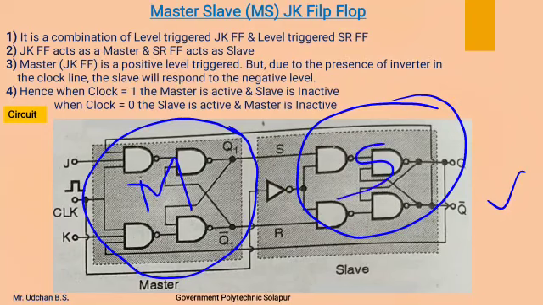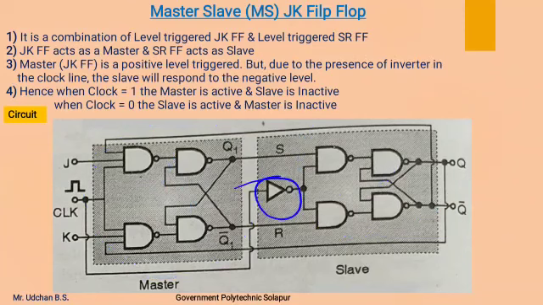The master JK flip-flop and the slave SR flip-flop have a common clock input connected together, but the master JK flip-flop is positive level triggered, and due to the presence of an inverter in the clock line, the slave will respond to the negative level of the clock pulse.